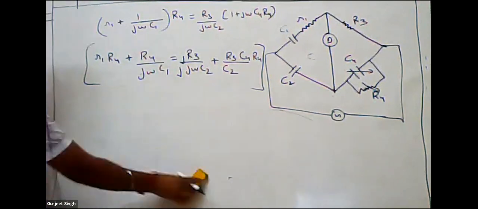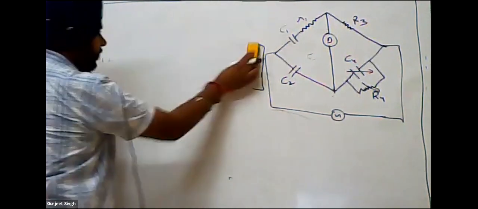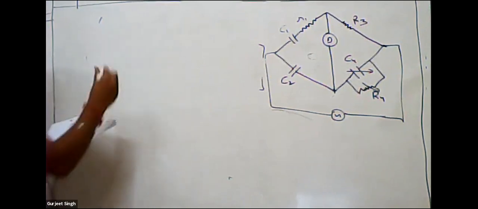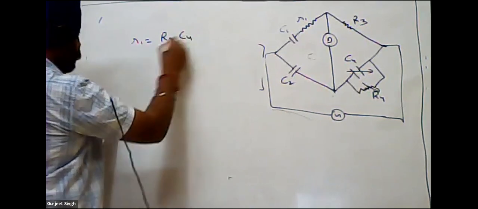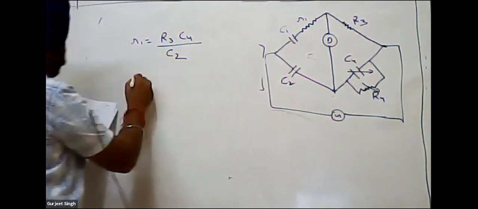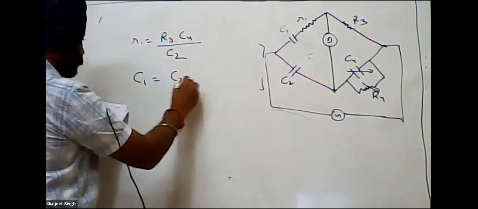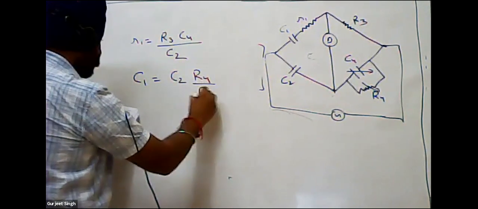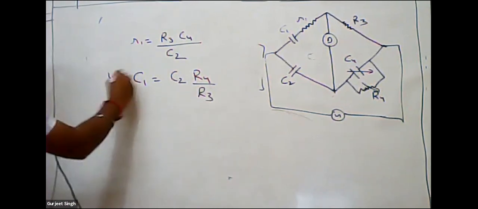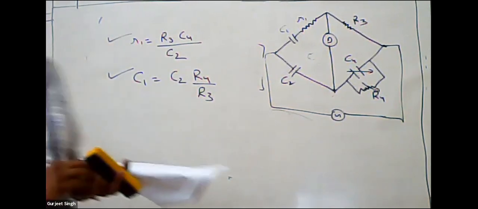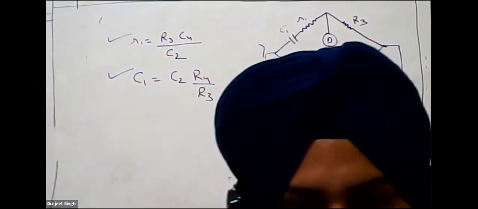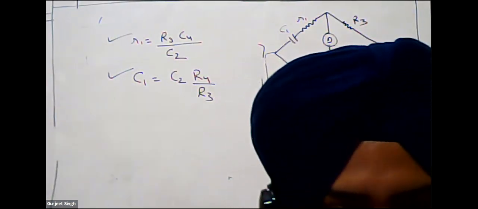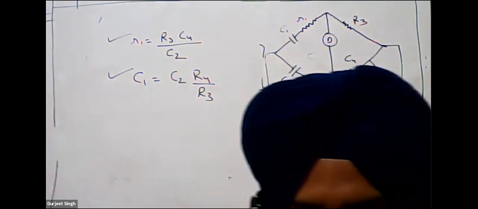When we separate the real and imaginary parts from this equation, we get R1 is equal to R3 C4 upon C2, and similarly C1 is equal to C2 R4 divided by R3. So this is the value of the unknown resistance, and this is the value of the unknown capacitance. Is this clear to everyone or not? Yes, sir, clear. Any doubt to any student?